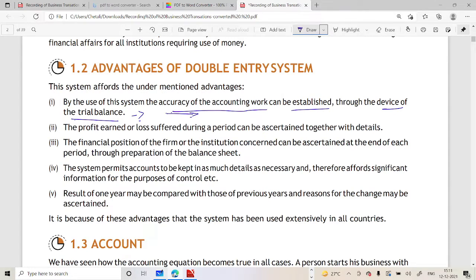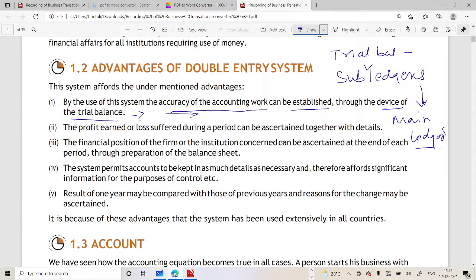Recon means we again do the trial balance versus subledgers, or maybe subledgers versus main ledgers. Why? Because if there is no discrepancy between subledgers and main ledgers, it means your trial balance would be accurate. As simple as that. And if your trial balance is accurate, then your trading account, profit and loss account, and balance sheet would again be accurate. So there is a link between each other.